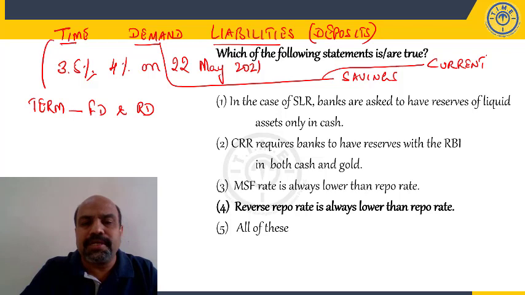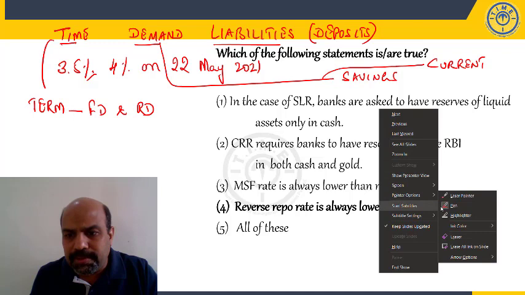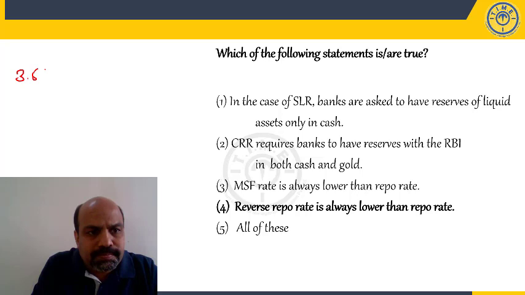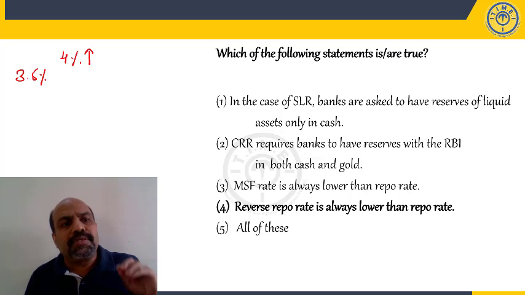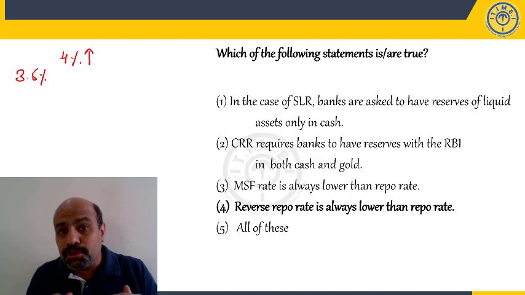If CRR is increased or decreased, let me take you there. First, before that, let me clear this. So currently it is 3.5%. Let's say tomorrow the RBI is going to raise it to 4%. This is an increase. Okay, the RBI says, let's call you Sangeeta Bank. Sangeeta Bank, you now will have to keep 4% of your deposits with the RBI. So you have to keep more money with the RBI. More money with the RBI means less money with yourself.